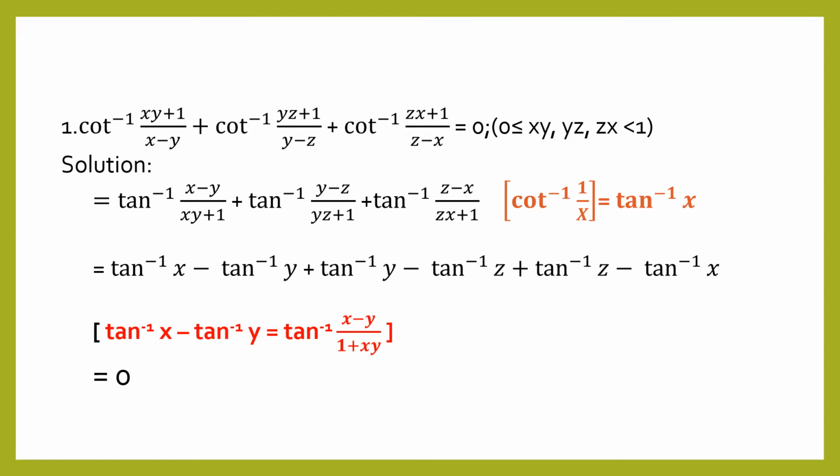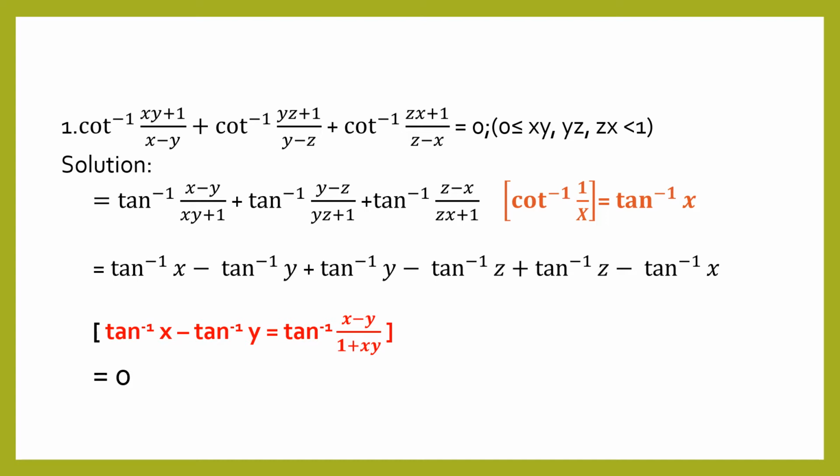Now we are going to make use of the formula cot inverse x is equal to tan inverse 1 by x. So here cot inverse (xy plus 1) by (x minus y) can be written as tan inverse (x minus y) by (xy plus 1). And the second term also we are going to use the same formula, that is tan inverse (y minus z) by (yz plus 1). And the third term is also tan inverse (z minus x) by (zx plus 1).